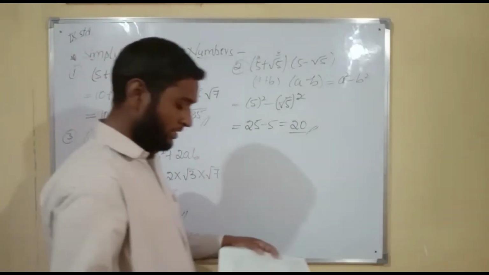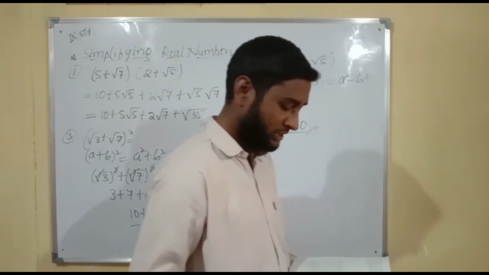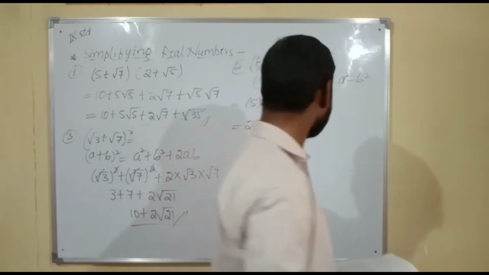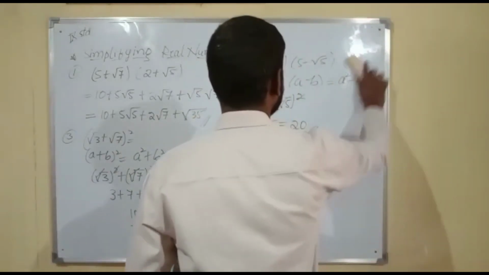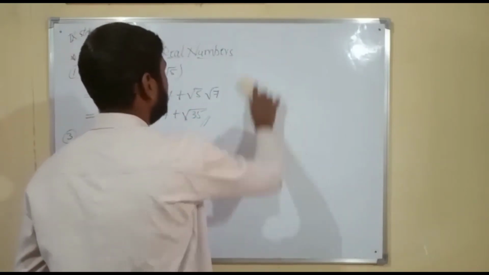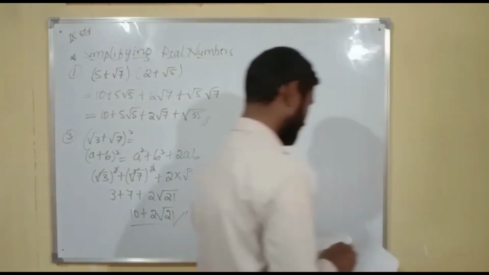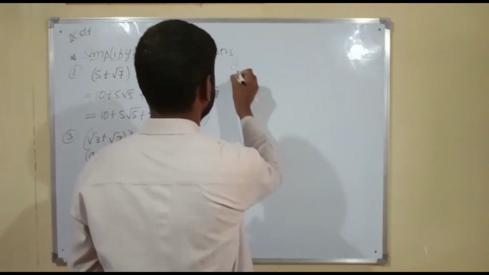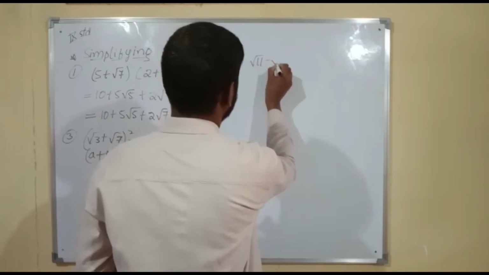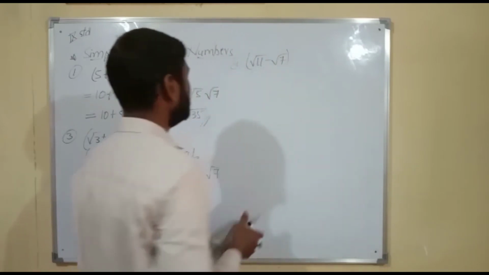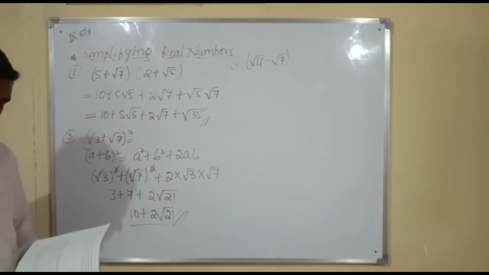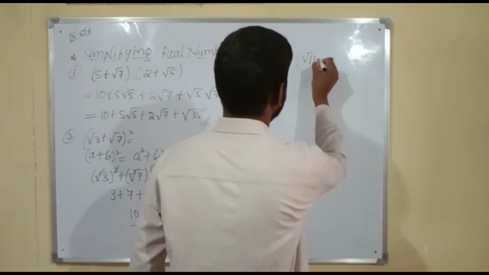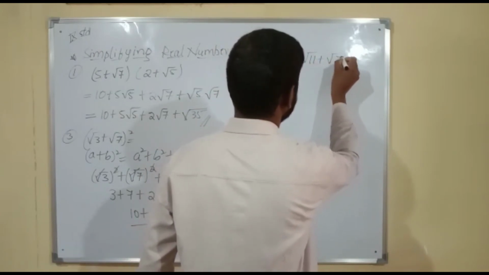Another example is given there, let me illustrate that too. The fourth one is given as root 11 minus root 7 into bracket root 11 plus root 7.